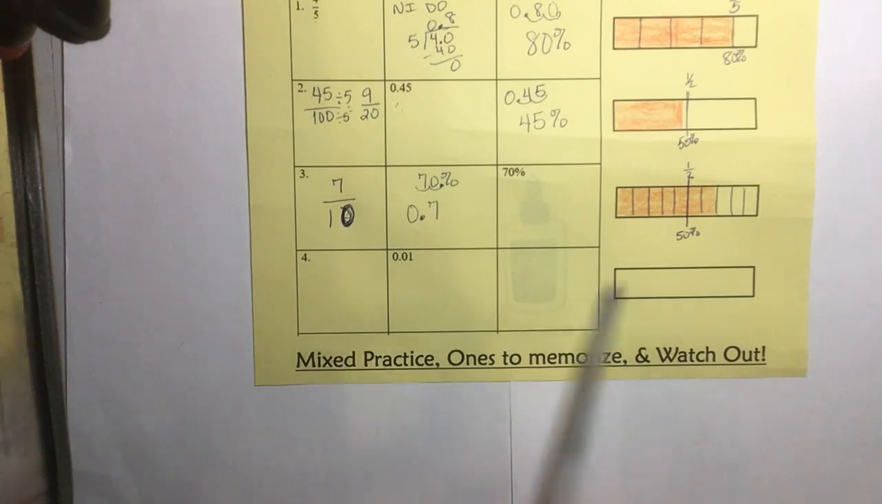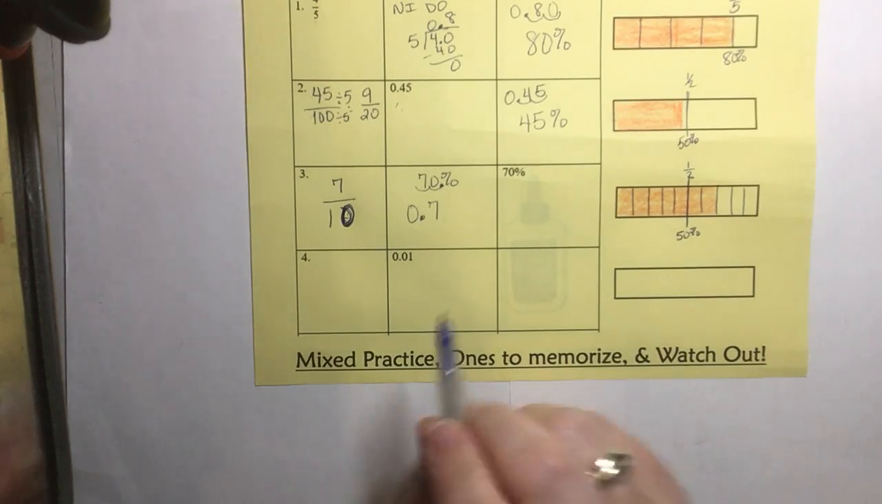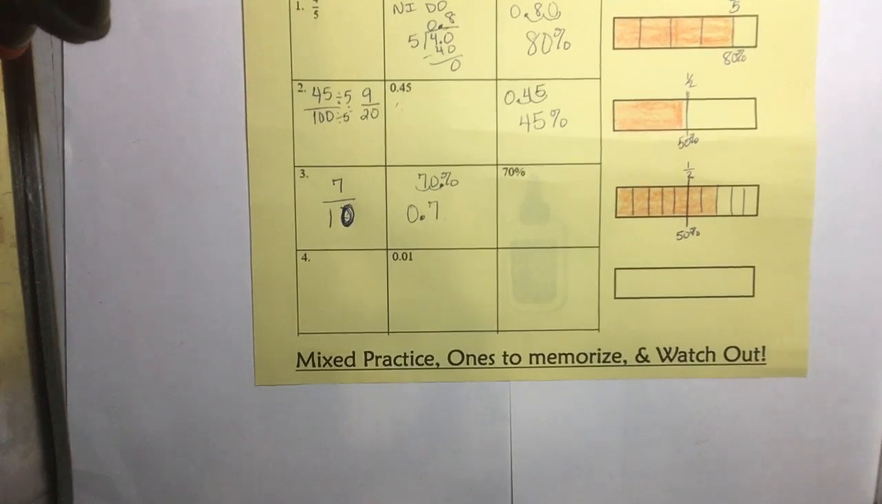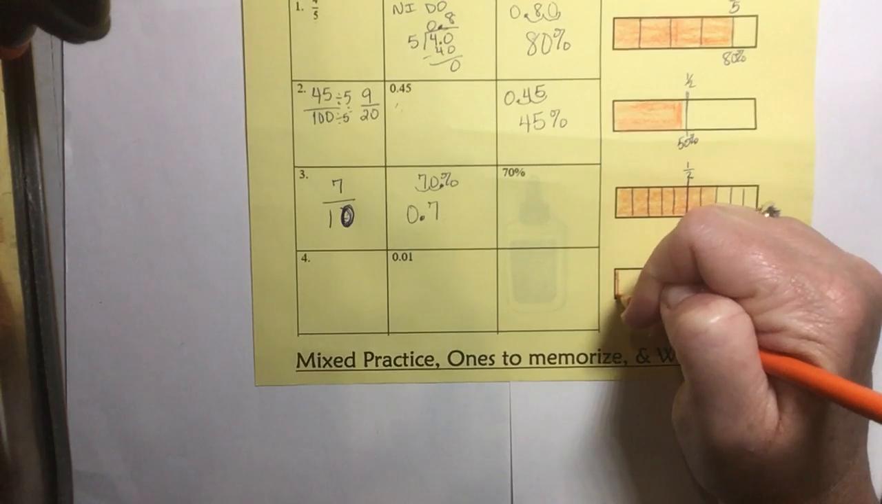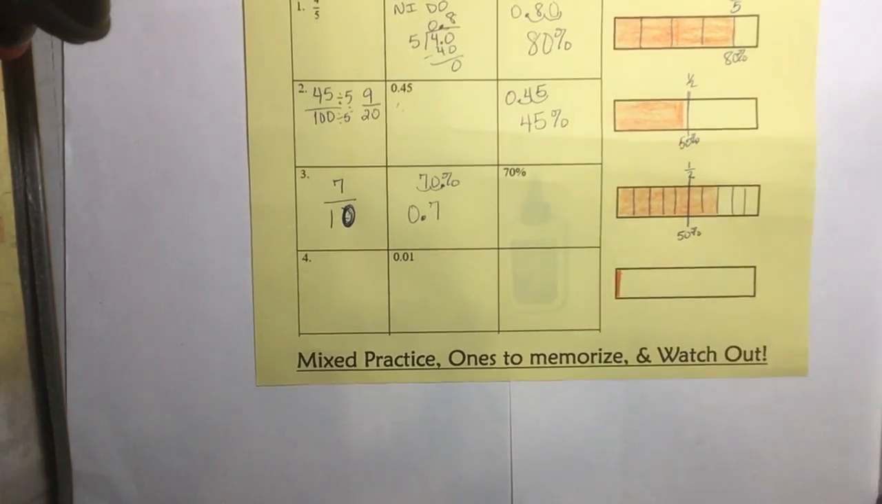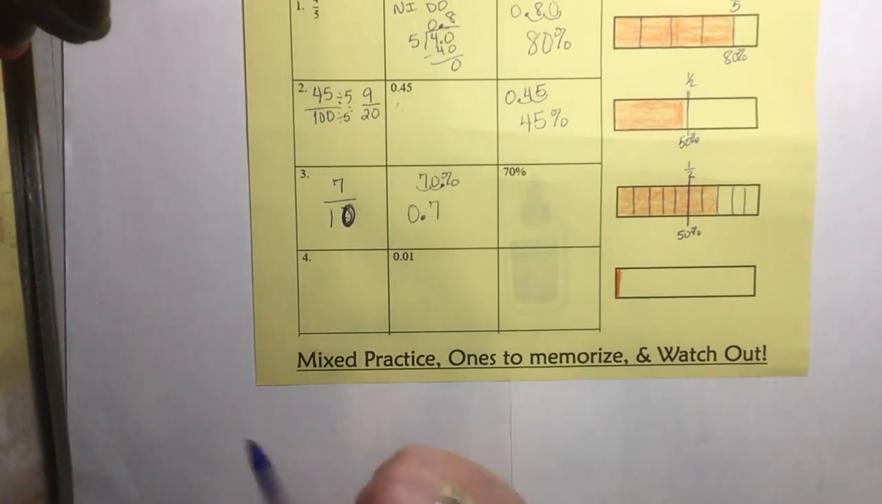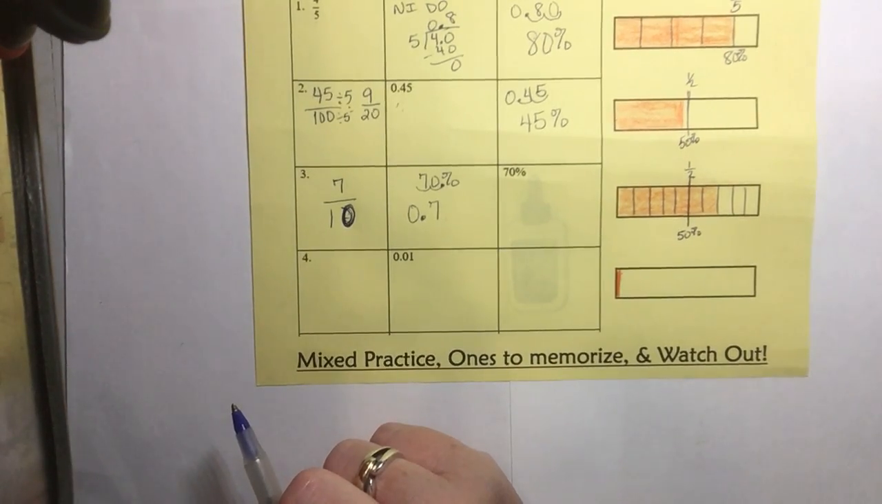All right, pause the video and try number 4. All right, so 1/100th is 1 out of 100 pieces. I am not dividing this little bitty thing into 100 pieces. 1 out of 100 would be like, if I have $100, I'm going to give you $1. So that's a super little amount. So I'm just going to draw one little bitty line right there. 1/100th, very, very small amount. Okay? Is that right? Yeah, that's right.